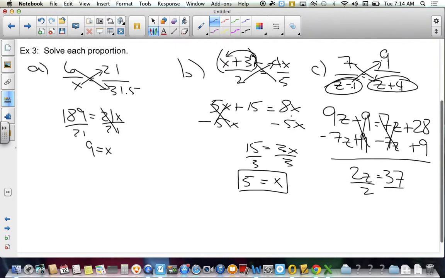We're going to divide both sides by 2. And I end up with, what would that be? 18.5. I do that in my head. 18.5, 37 divided by 2 is what we end up with. Okay? So that's how we solve proportions.